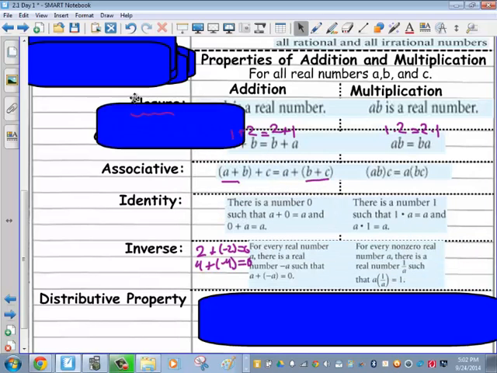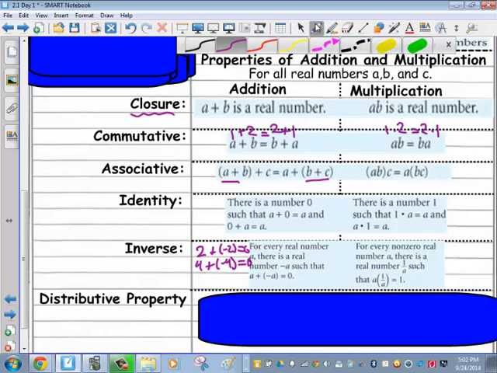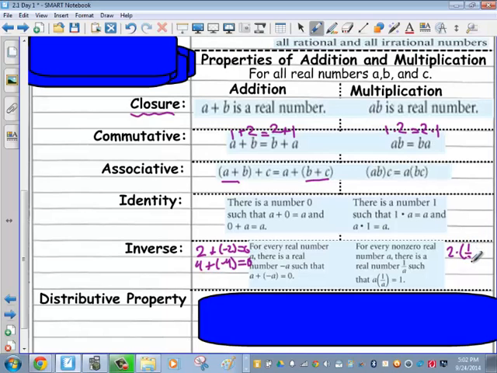Now let's check out the inverse property of multiplication. It says for every non-zero number A, there is a real number 1 over A such that A times 1 over A equals 1. I'll give you an example of that one. Any non-zero real number A, let's say it is 2. If we take that 2 and multiply it by 1 over 2, we should get 1. That's what it's saying. So 2 times 1/2, well what's 1/2 of 2? 1/2 of 2 is just 1, so that checks out.